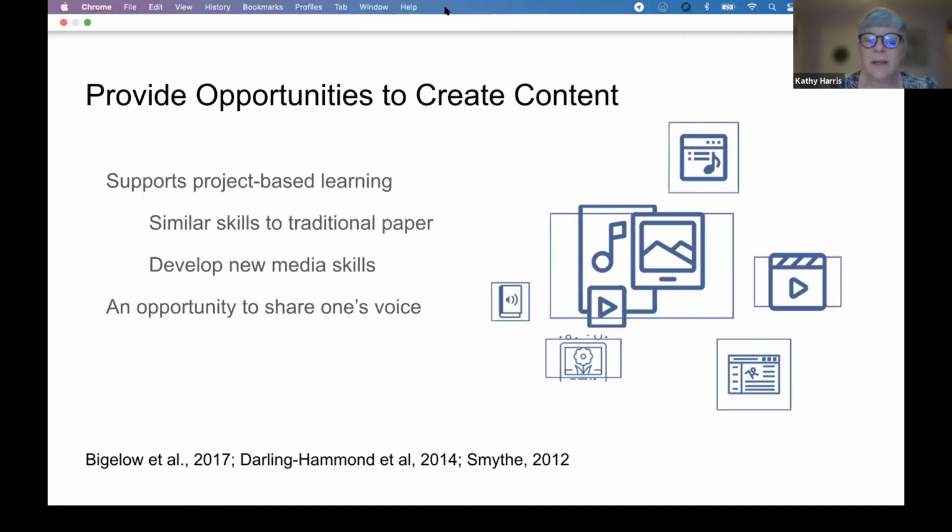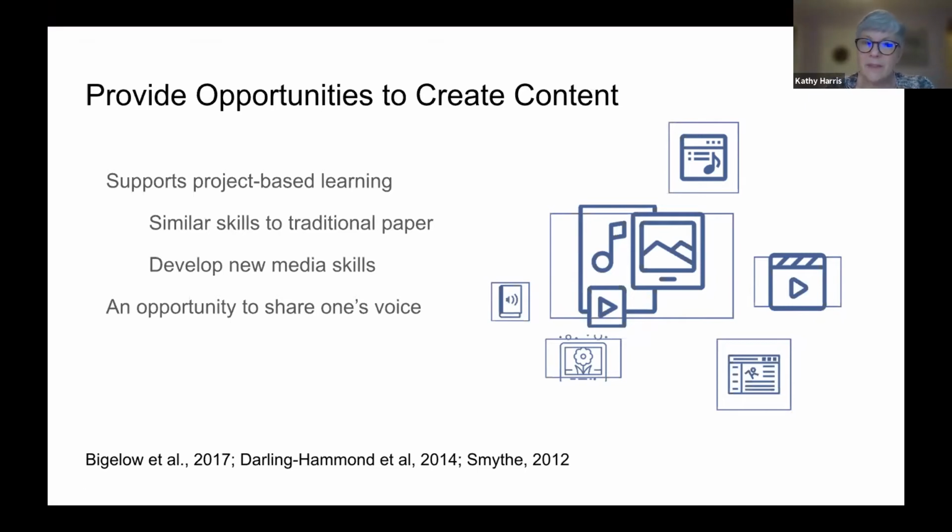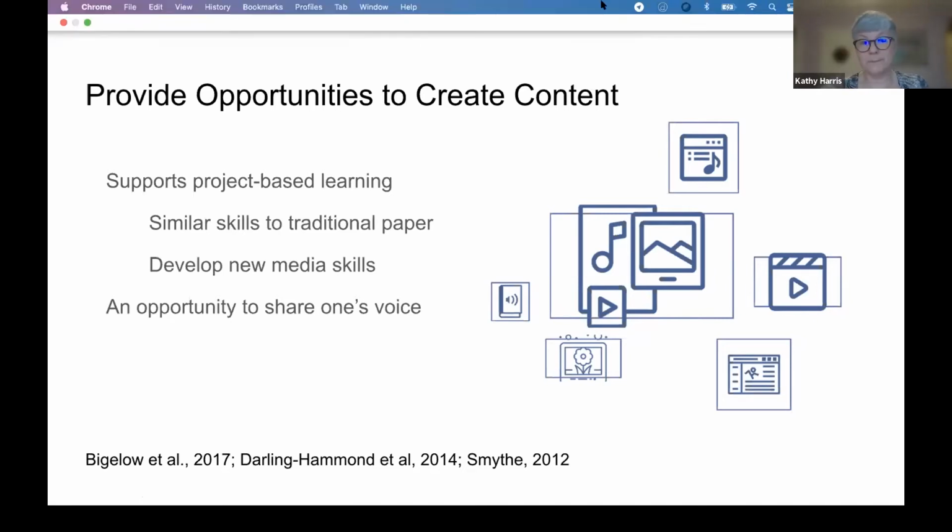This idea that when you do a project in your classroom, using multimedia tools creates similar skills to traditional paper and pencil. So that's an example of using technology for two things. One is it pushes the content knowledge forward, but also in doing so creates new media skills. So these are some of the things that we need to think about as we create opportunities for learning in our classrooms with technology to push digital literacy forward.